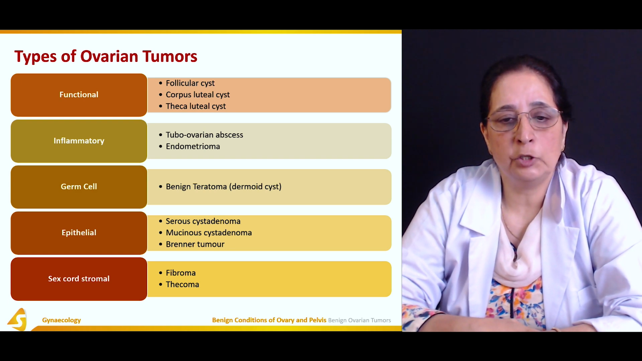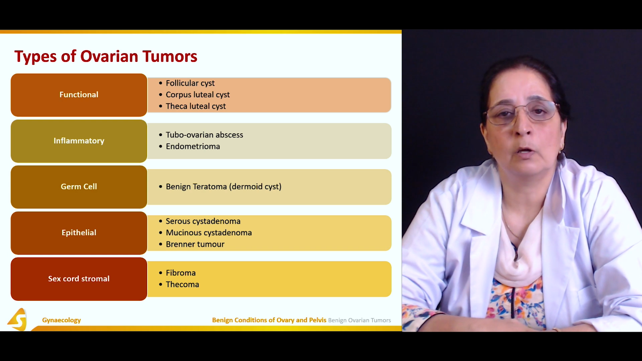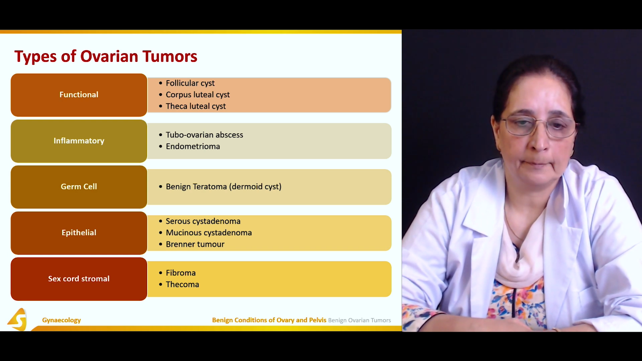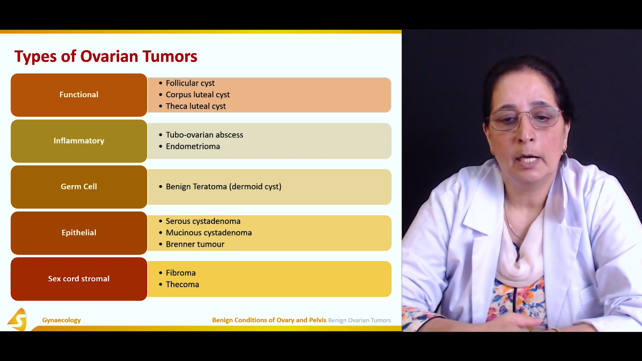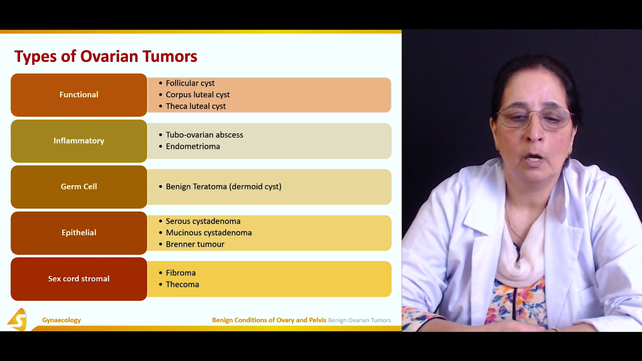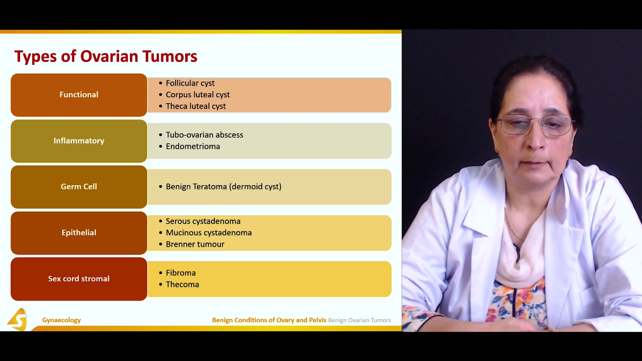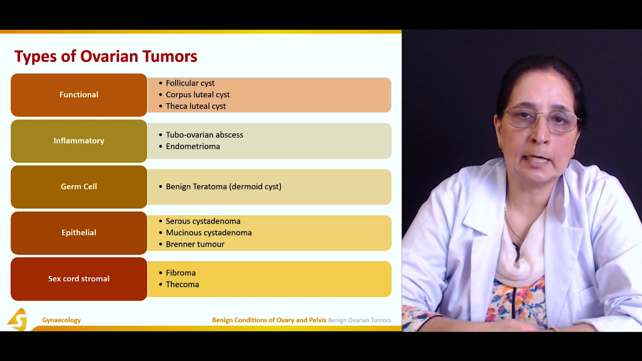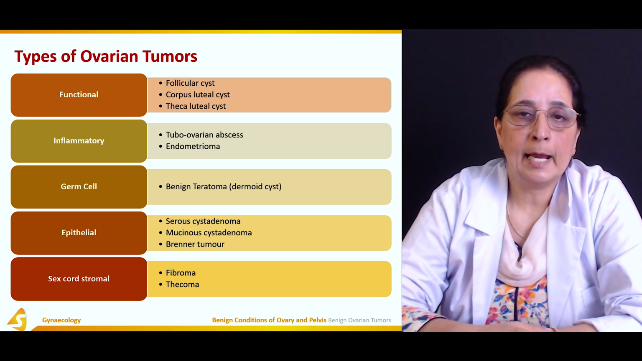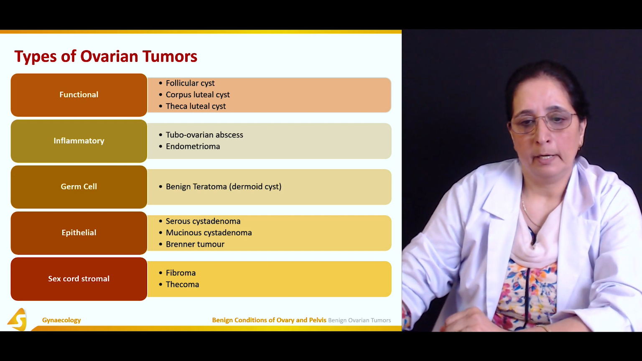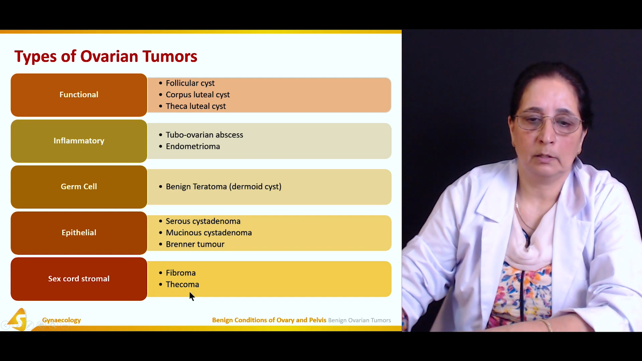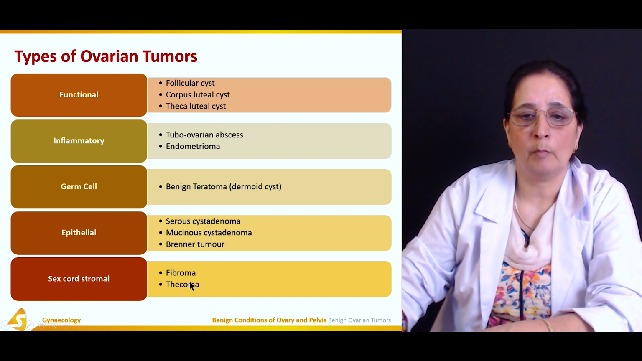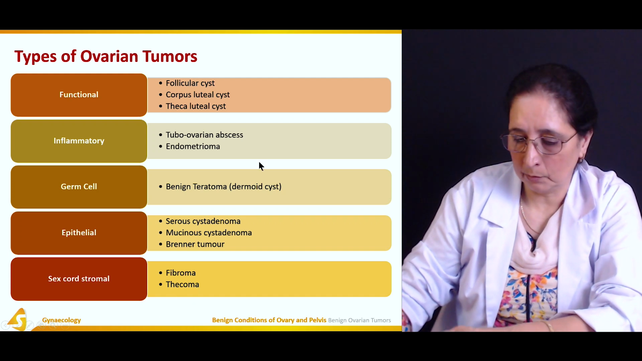Germ cell ovarian tumor is teratoma, also known as the dermoid cyst. Epithelial ovarian tumor can be serous cystadenoma, mucinous cystadenoma, or Brenner tumor. And finally, sex cord stromal ovarian tumor is divided into fibroma and thecoma. Remember, whenever there is the word oma, it means tumor. Fibroma, thecoma, endometrioma. Oma is used for tumor.